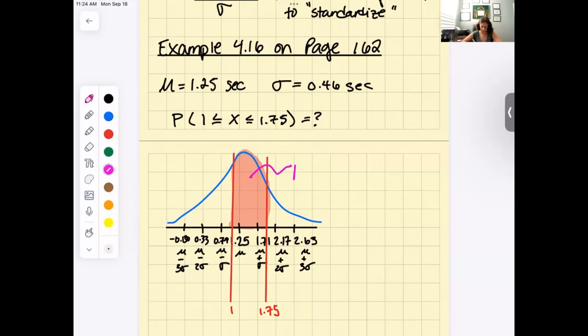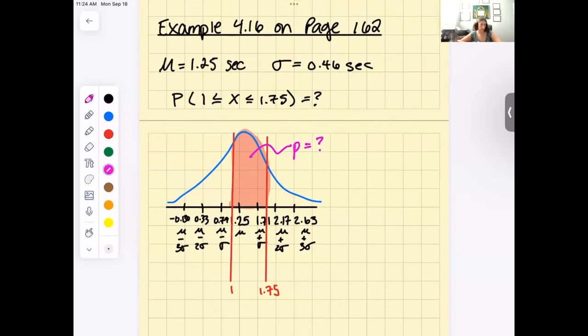And we want to know what that probability is. But as you know, the table doesn't have a table based on reaction times of hitting your brakes. The table is only based off of z-scores. So you can't have an infinite number of tables for infinite number of studies, right? You have to be able to standardize your numbers so that you can use this one table. So what we do is we're going to take our reaction times, our 1 and our 1.75, and we're going to convert them to z-scores.